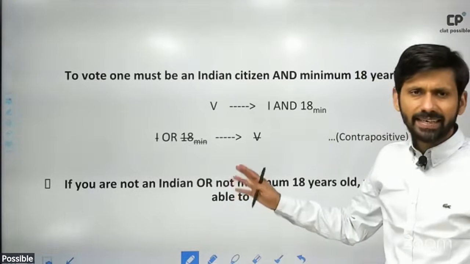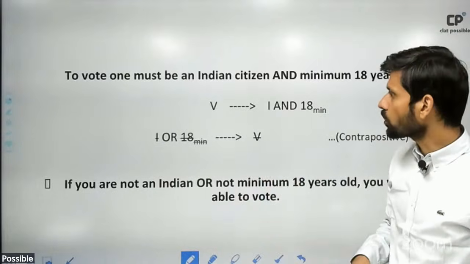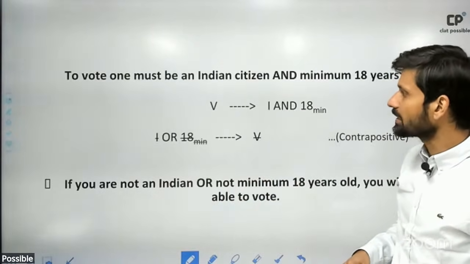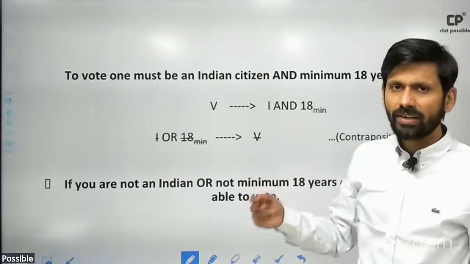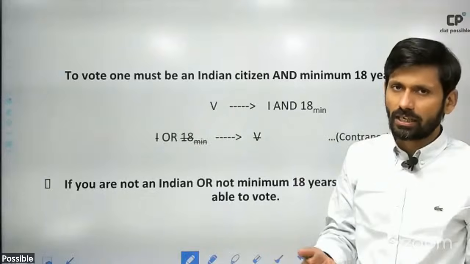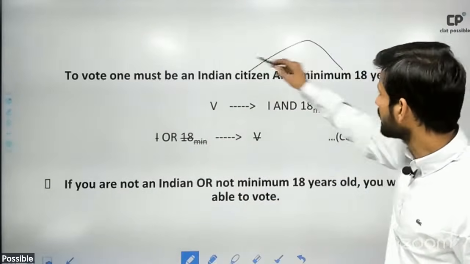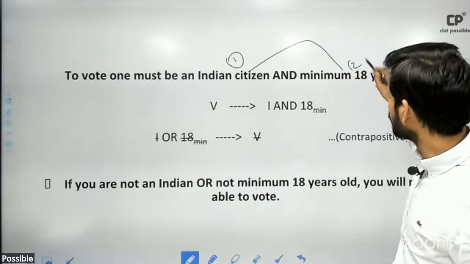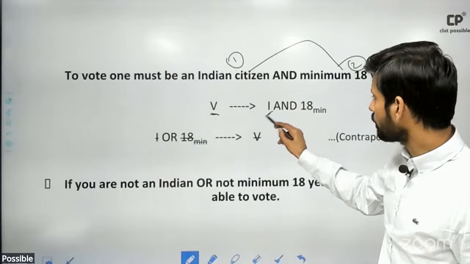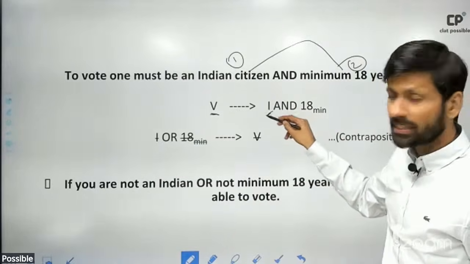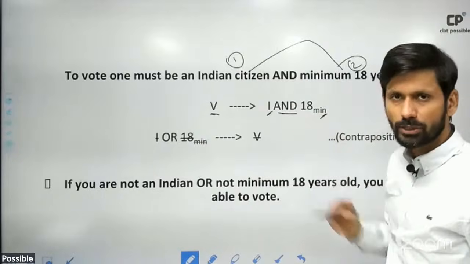So sometimes we may get a conditional sort of statement like this. To vote, one must be an Indian citizen and minimum 18 years old. So we will just do it the same way as we do a normal conditional statement, जहाँ पर एक ही condition है, यहाँ पे actually necessary में दो हैं, right? This is 1 and this is 2. So voting is sufficient for being Indian, and 18 minimum, because these two are necessary and there is an and between the two.